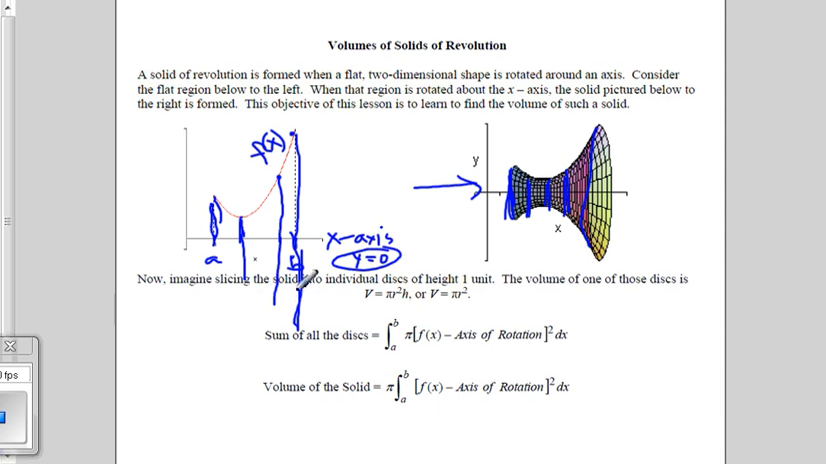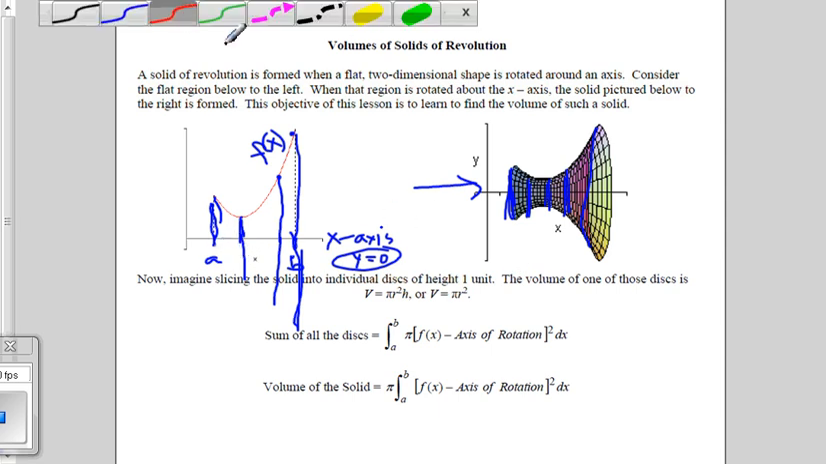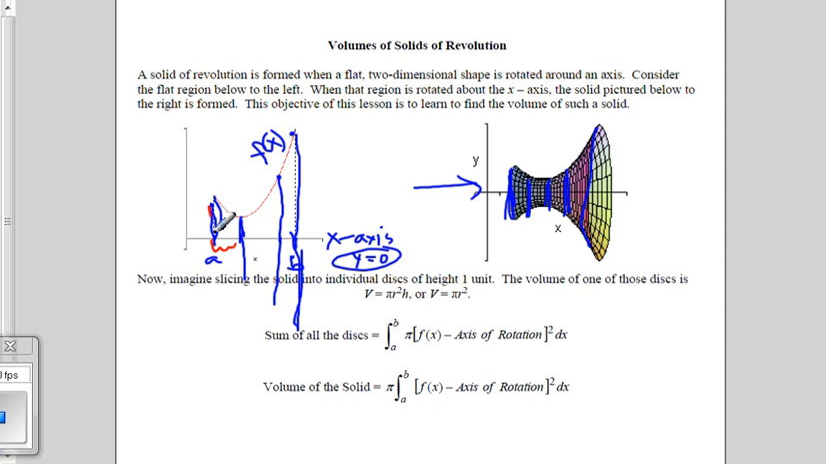Okay, so now imagine slicing the solid into individual disks of height 1 unit. And by height, we're talking about this right here. So we're breaking these down into, that's the delta x that we're looking at. So the volume of one of those disks is pi r squared h. Obviously it's a circle, and think of a cylinder. Any cylinder is base area times the height.